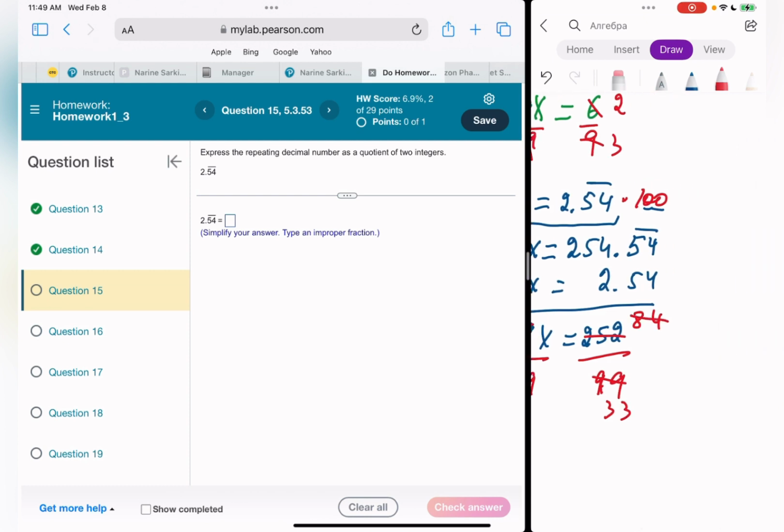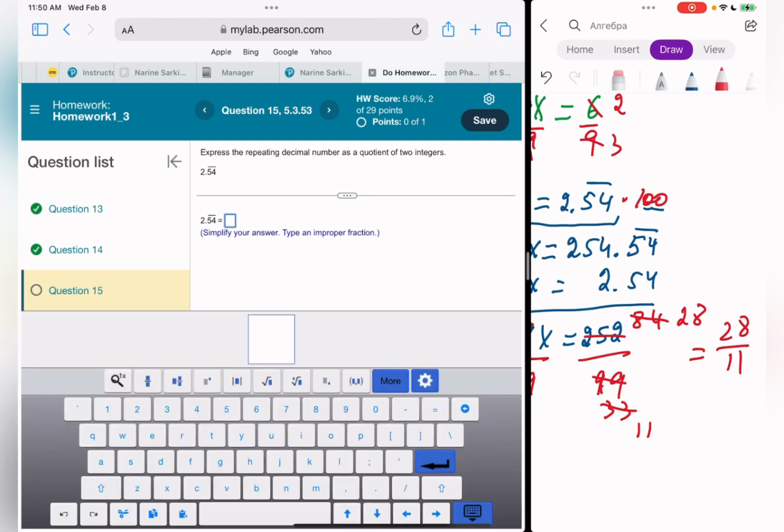84 by 3. 8 by 3 is twice, it's going to be 6. From 8, the remainder is 2. 24 by 3 is 8. And 33 by 3 is 11. We are getting 28 over 11. Okay? So here we are getting 28 over 11.